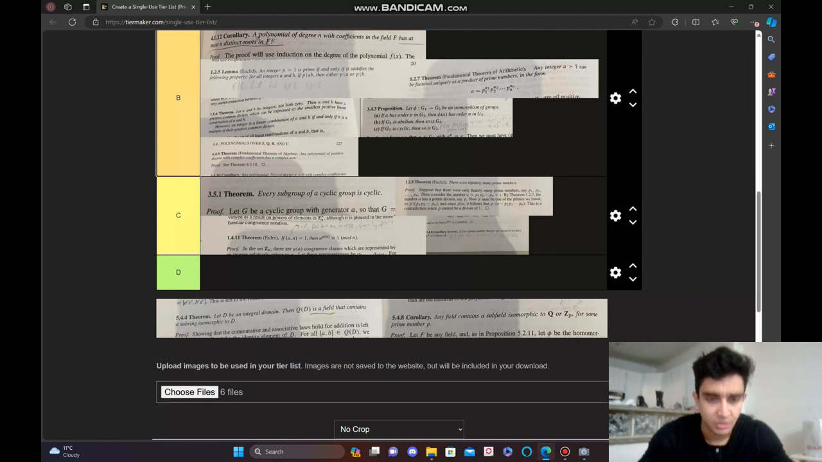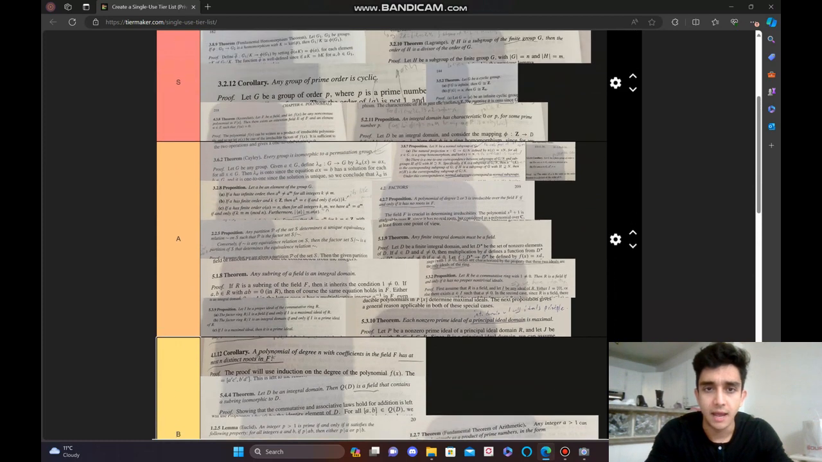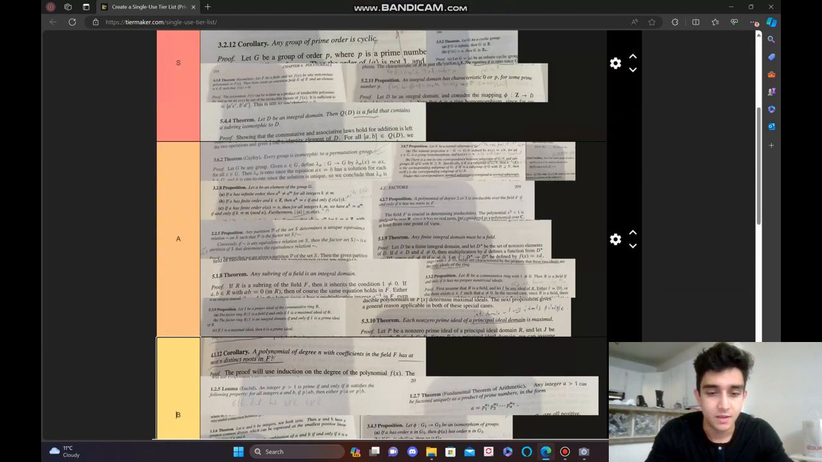So this theorem right here is talking about how if you have an integral domain D, then there exists a field that has a subring isomorphic to D. Which is basically saying if you have an integral domain, you can create some sort of bigger field that is extending the integral domain to have inverses for each element. So it's a cool idea. I like it a lot. I'm going to give it S rank because I just find it to be a neat idea.